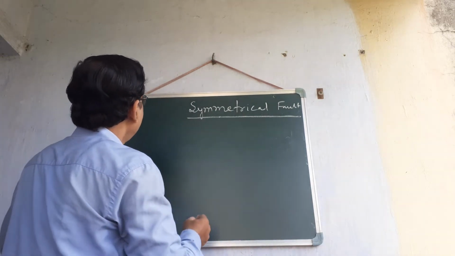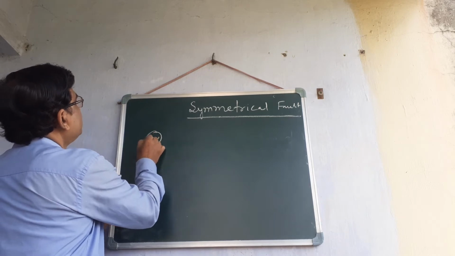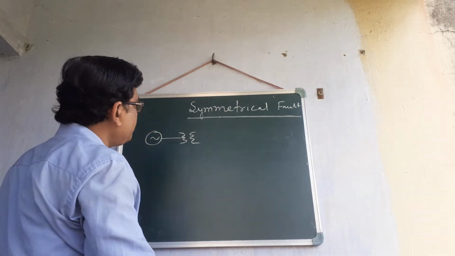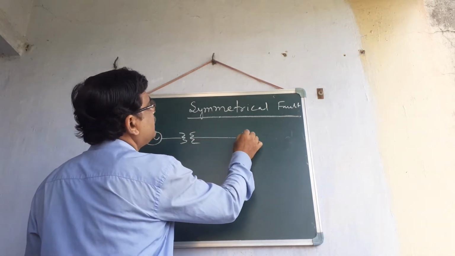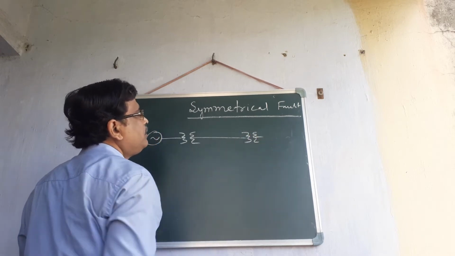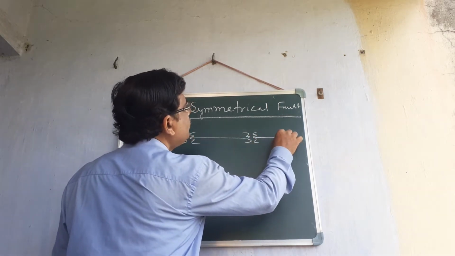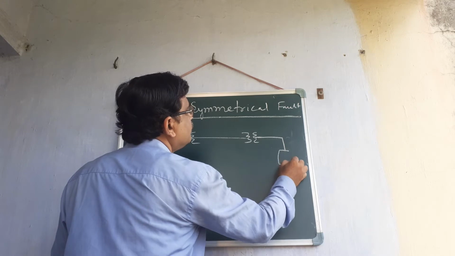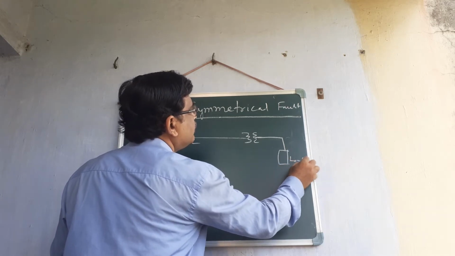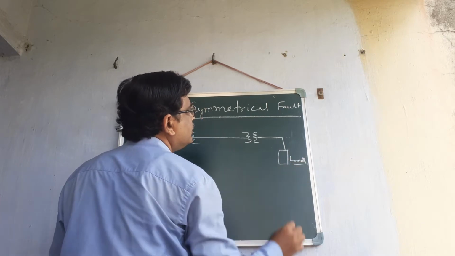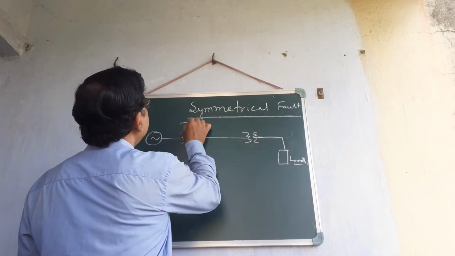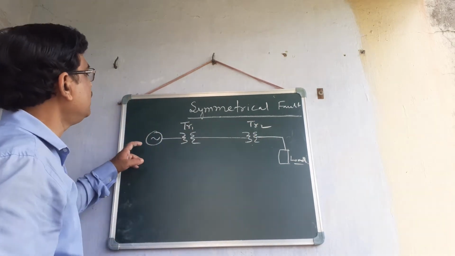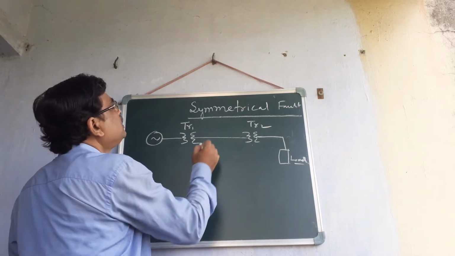Okay. Suppose a power system network single line diagram. This is the generator, and after the generator there will be a step up transformer. From the step up transformer, this is the transmission line, and then the step down transformer, and then the load. Suppose this is a load. This is TR1, this is TR2, transformer 1, transformer 2. This is the generator, and this is the transmission line.